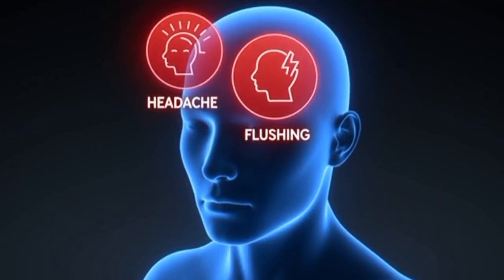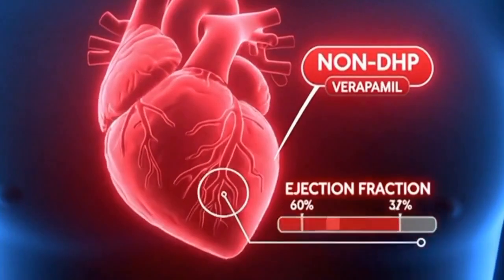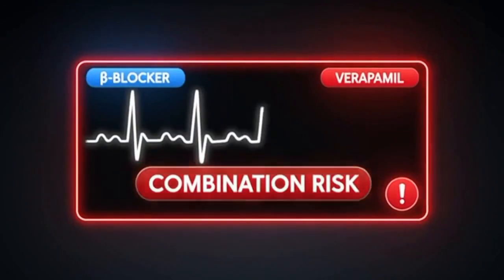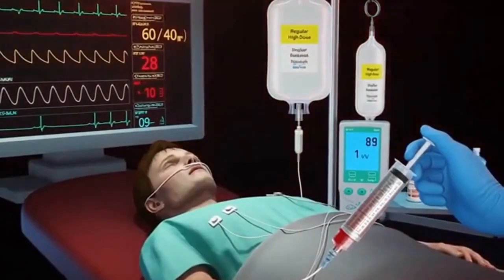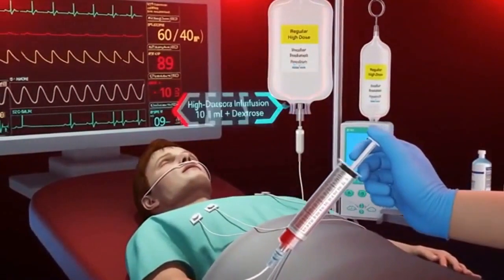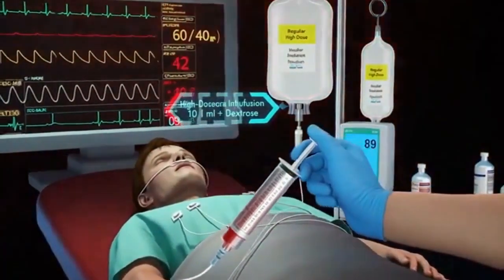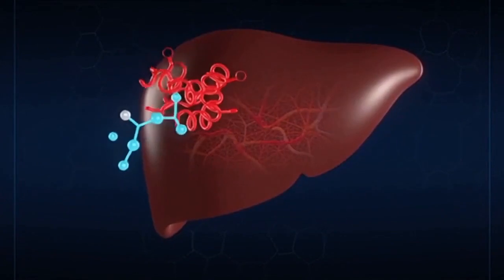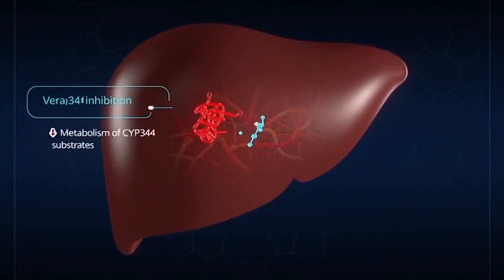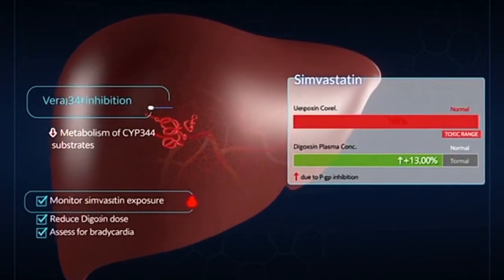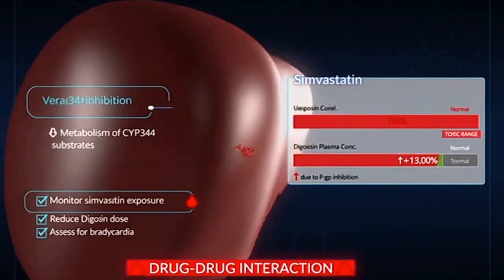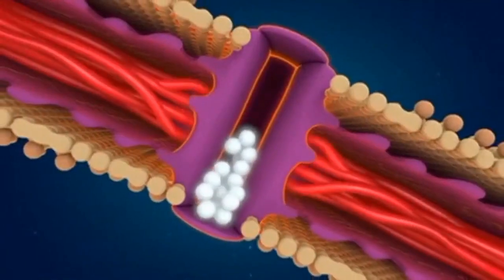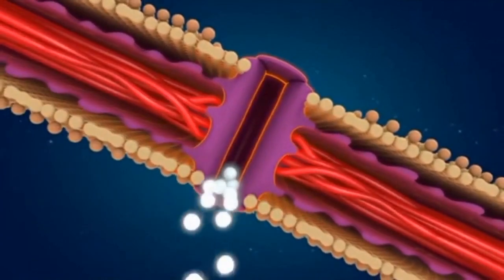Drug interactions. Verapamil and diltiazem inhibit CYP3A4, a major source of drug interactions. They increase levels of statins, particularly simvastatin and lovastatin, cyclosporine, tacrolimus, and digoxin. Verapamil increases digoxin levels by up to 70%, a classic pharmacokinetic interaction.